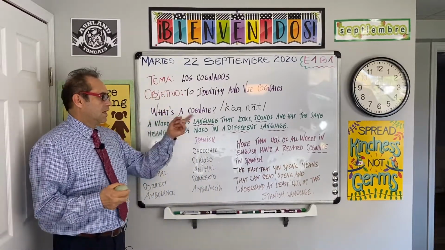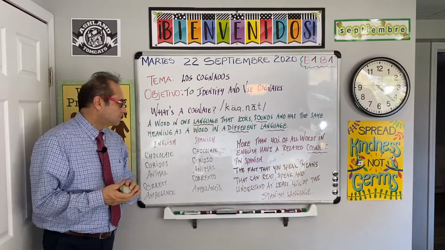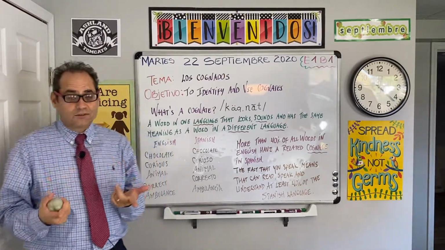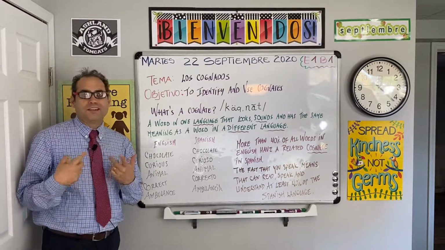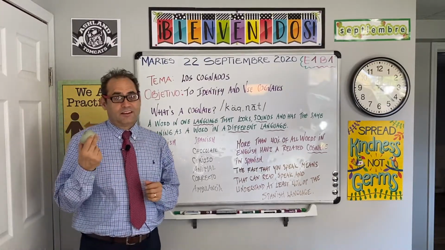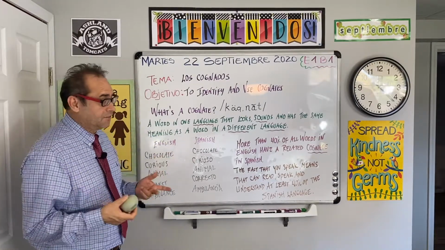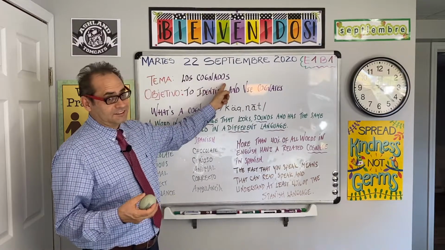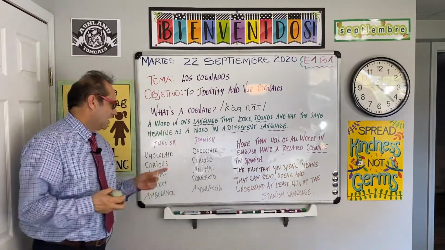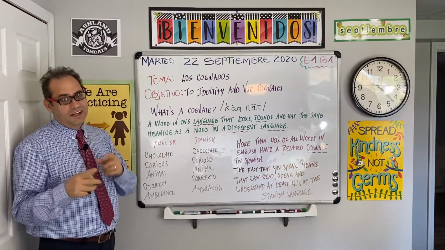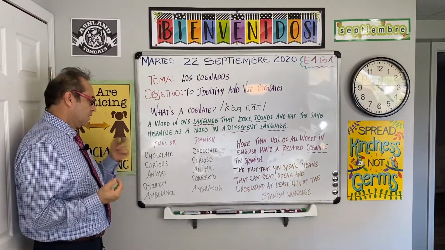Well, what is a cognate? A cognate is a word in one language that looks, sounds, and has the same meaning as a word in a different language, okay? So, itself, a cognado is a cognate, okay? Well, we have a lot of words that are similar in English and Spanish.